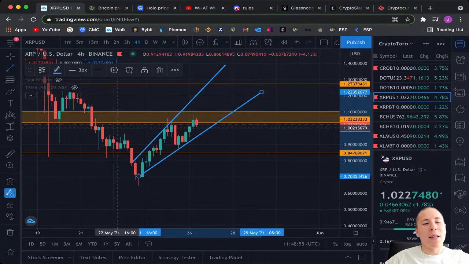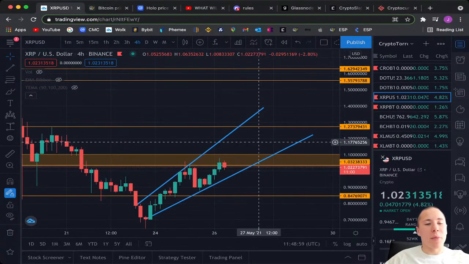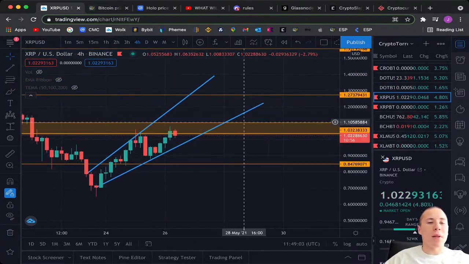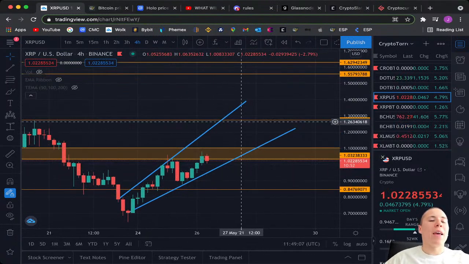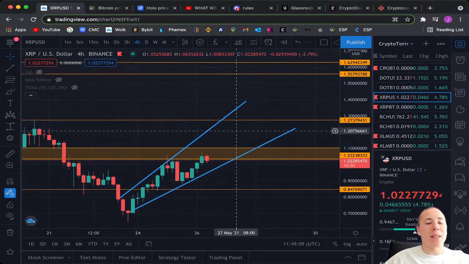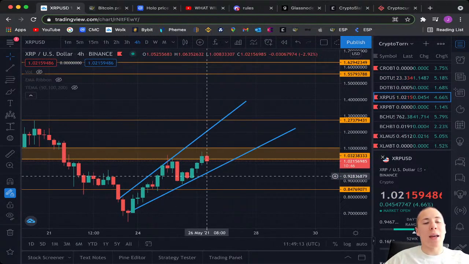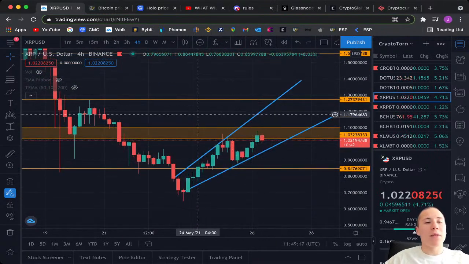So if it stays inside of this broadening, I will call it a broadening wedge, because a parallel channel has to be parallel to each other. So right now we are seeing a broadening wedge being formed on the XRP price action. And if we take a look at this, if it stays inside of this upward sloping support line, I think personally that it will be still a healthy momentum towards the upside that will be being created.